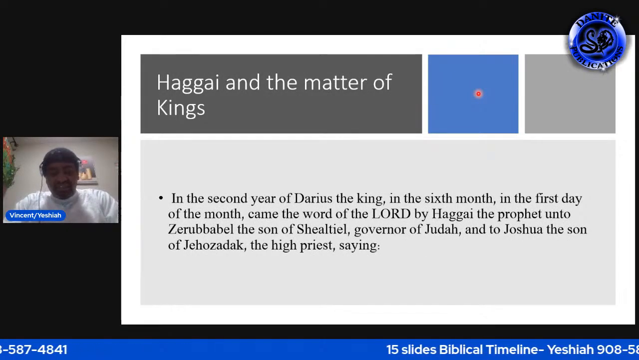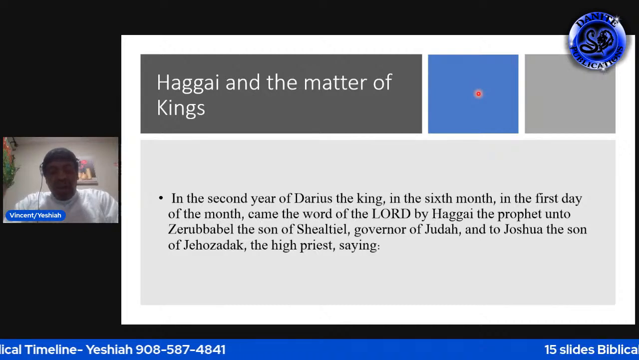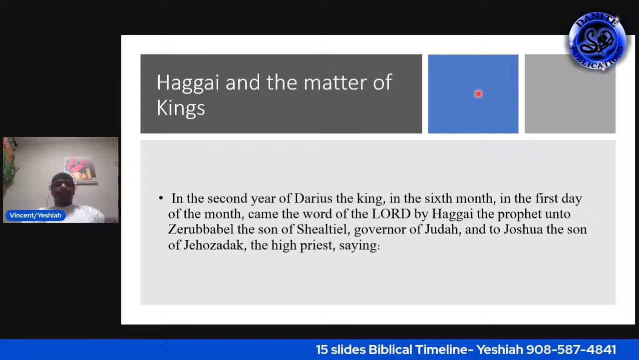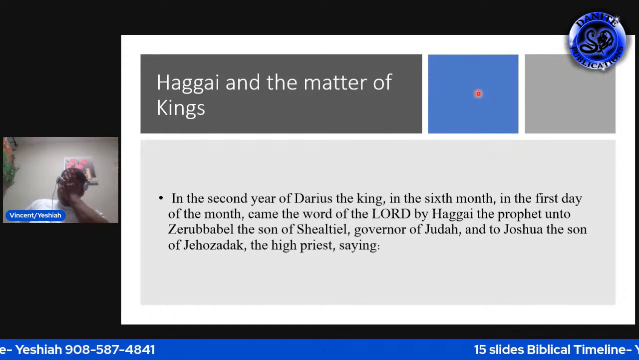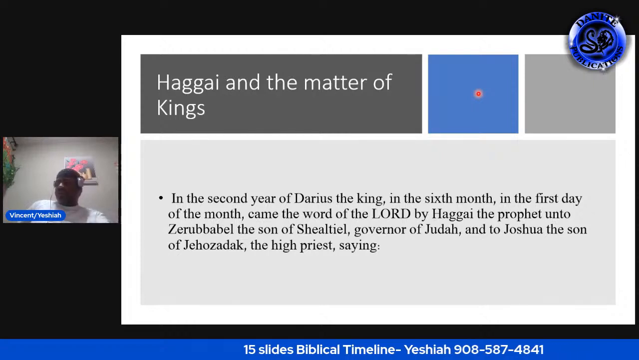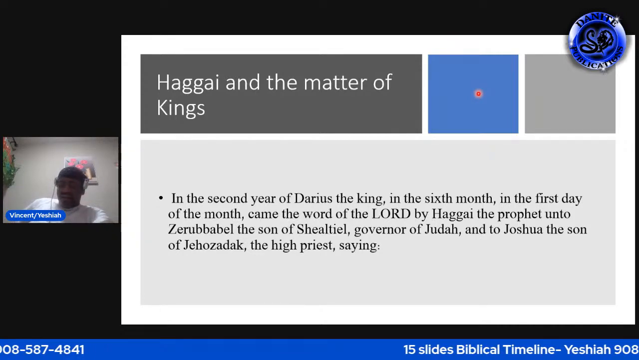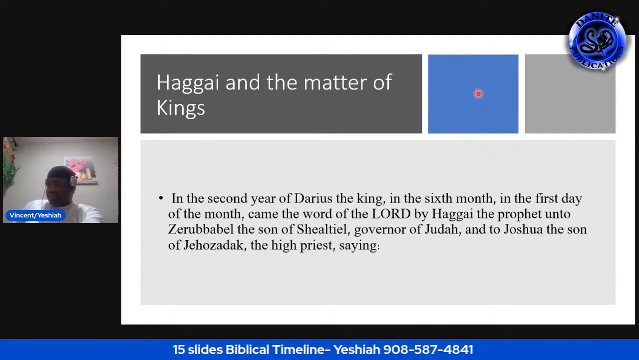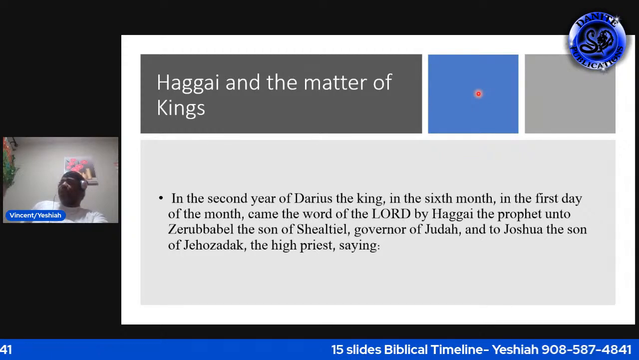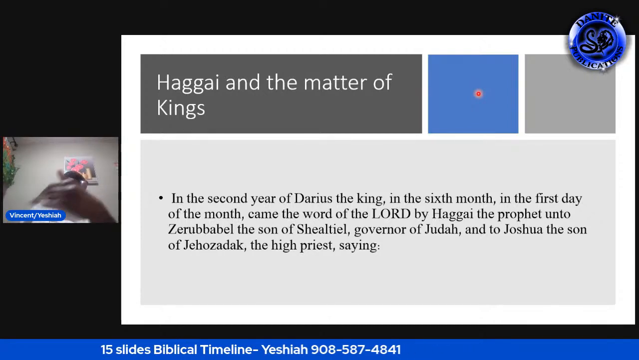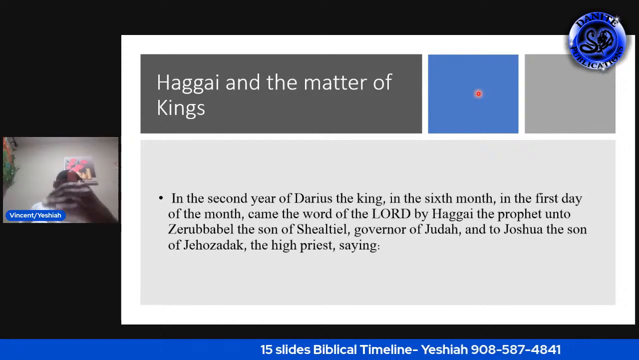Haggai and the matter of kings. In the 2nd year of Darius the king, in the 6th month, in the 1st day of the month, came the word of Yah by Haggai the son of Haggai the prophet, unto Zerubbabel, the son of Shealtiel, governor of Judah, and to Joshua, the son of Jehozadak, the high priest, saying... Haggai is only 2 chapters in the Bible. This is after Daniel. So we can see as the biblical timeline goes on and on, brothers and sisters, it's still by the king such and such, this king such and such. So you're not going to find him saying, I am Haggai, and this is in the 5th century BCE or the 6th century BCE. He, like the predecessors before him, because precede means before, brothers and sisters, they dealt with a regnal dating, as we're going to point out and close out.